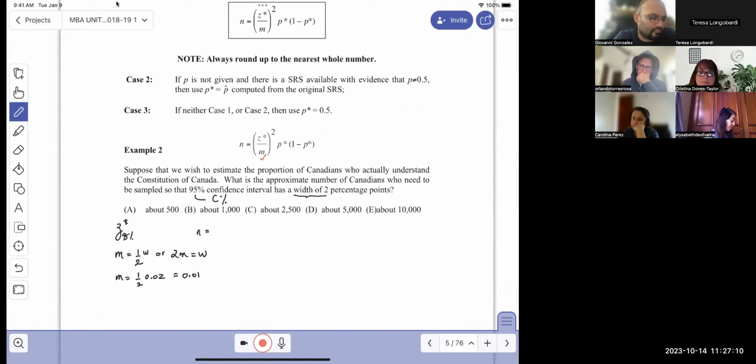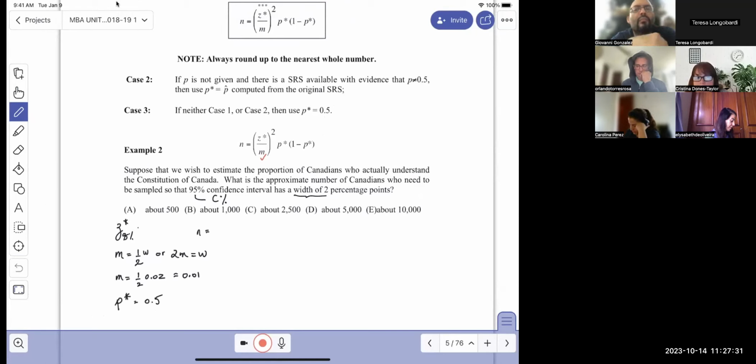Is there any information about the possible true proportion? Is there any information about P? No, there's none, right? So 0.5. Yeah, just use P star as 0.5. There's nothing else there to go on.